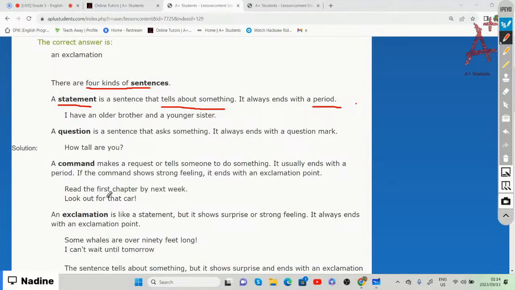Then we have a question, right? And a question is a sentence that asks something, right? So you're asking something, you're asking a question. And a question always ends with a question mark. It ends with a question mark. How tall are you? How old are you? Where are you going?